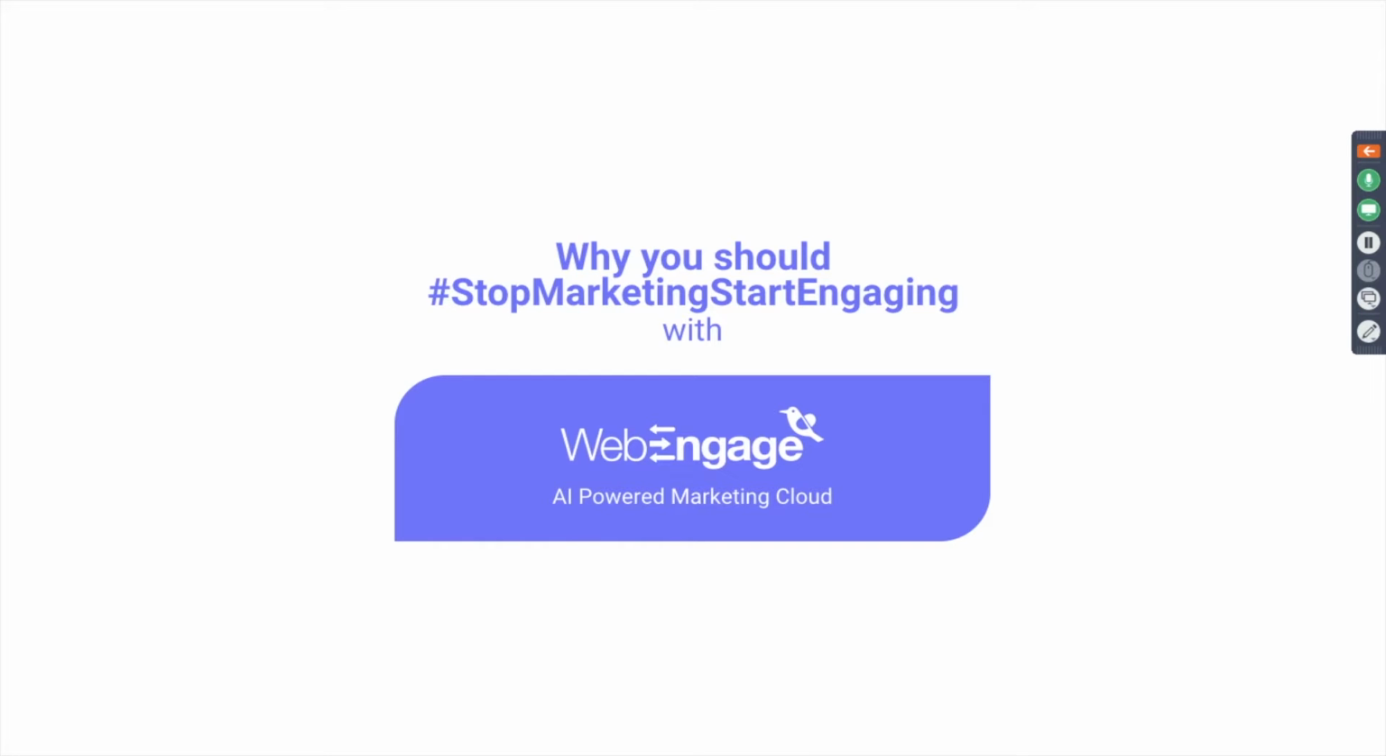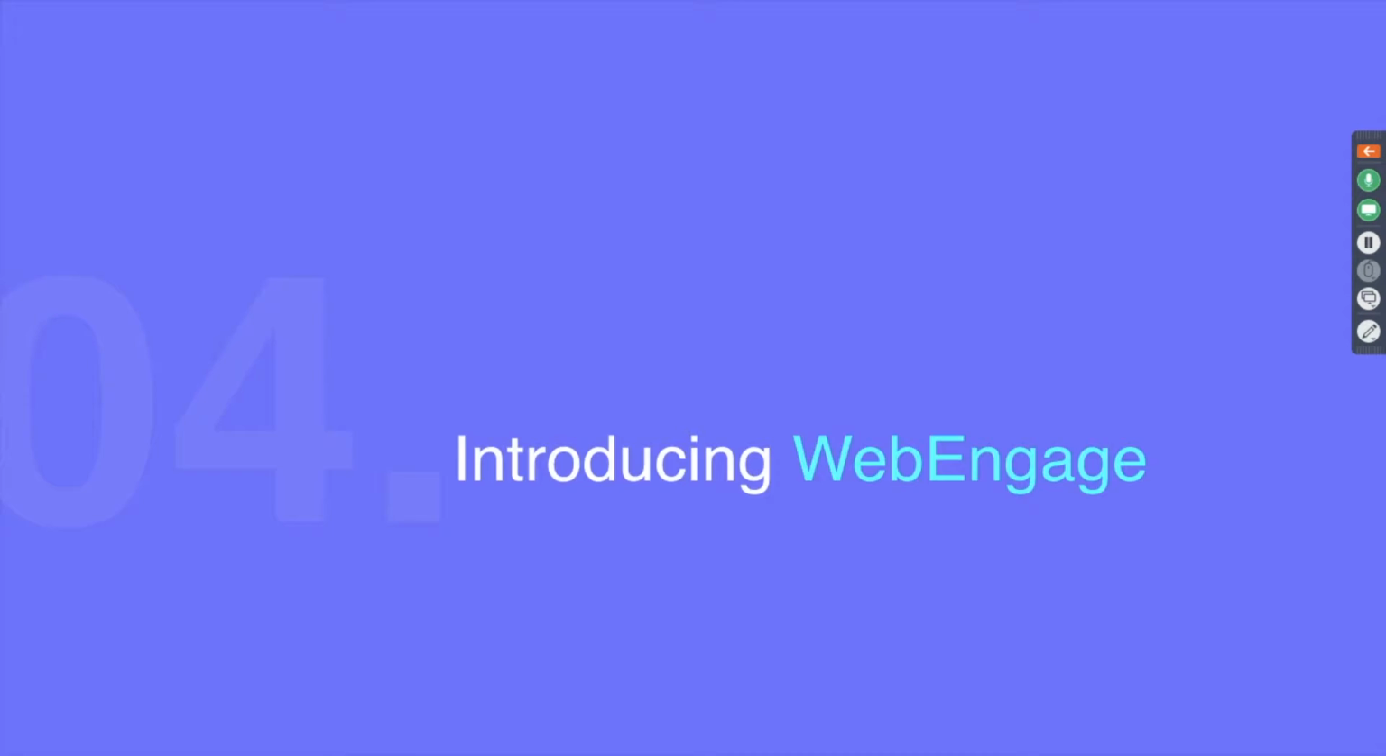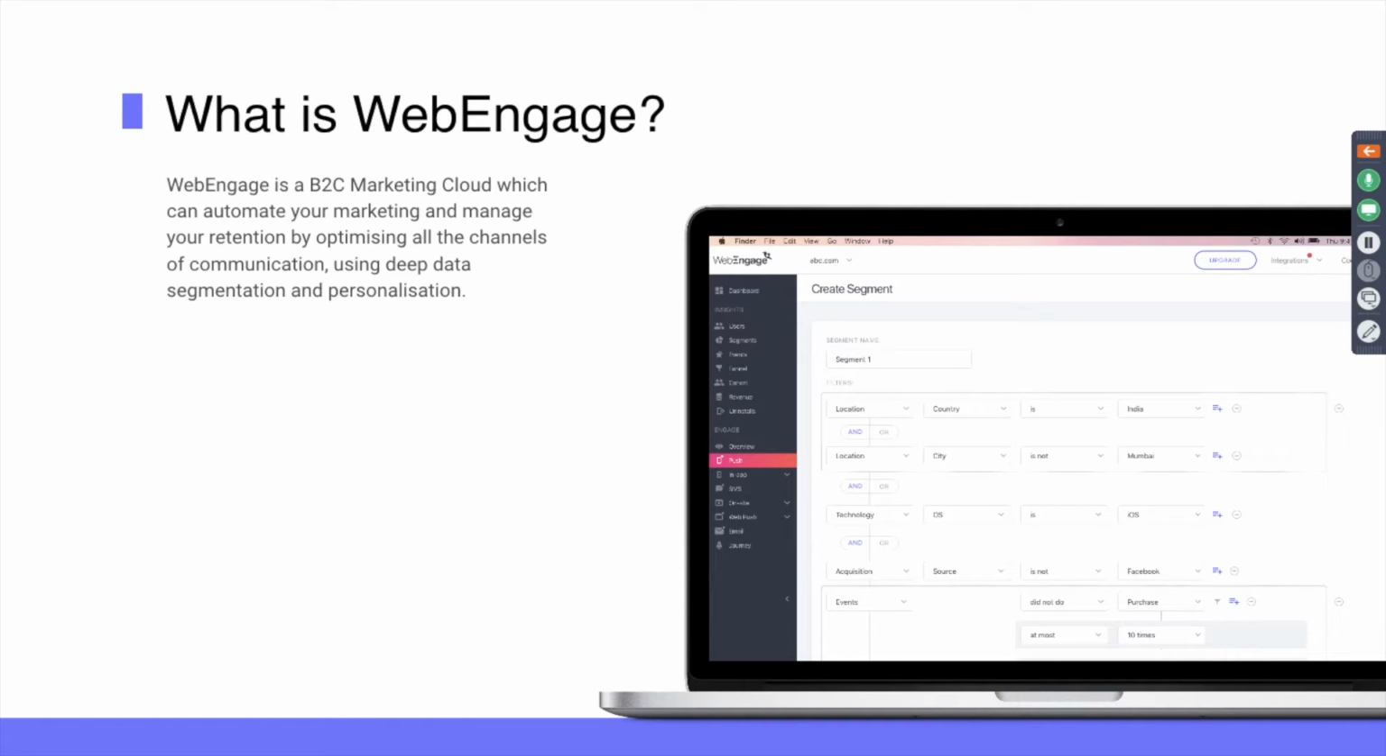Coming to why you should start engaging and stop marketing with WebEngage. WebEngage is basically a marketing automation cloud, which can automate your whole marketing and manage your retention by optimizing all the channels. What we use here is the segmentation piece and the personalization piece, which basically drive your whole strategies across different channels.